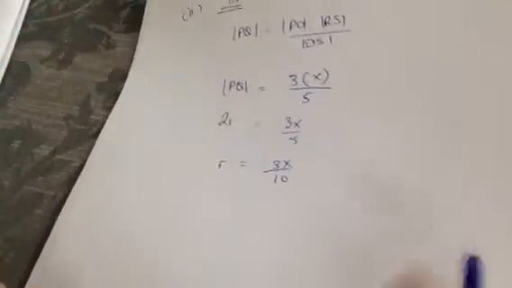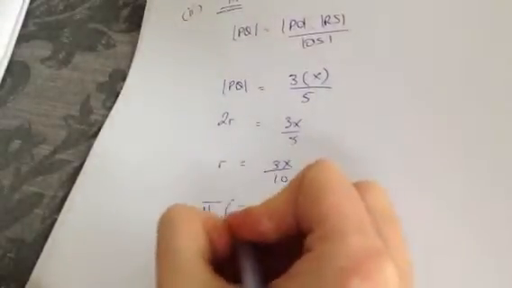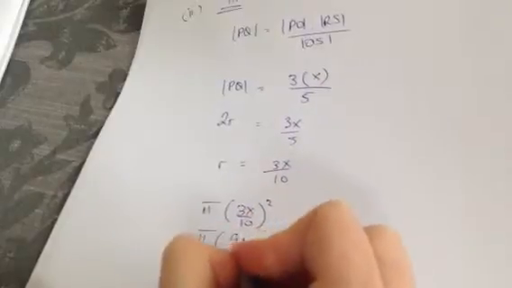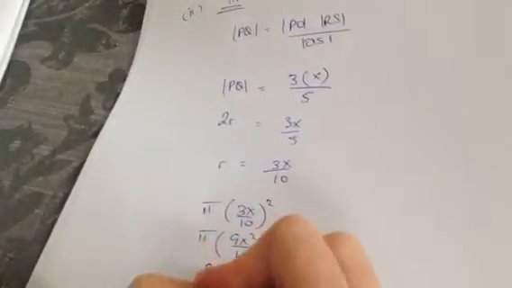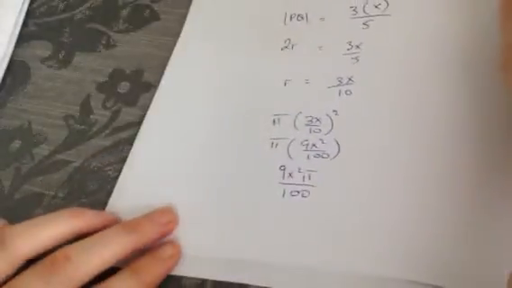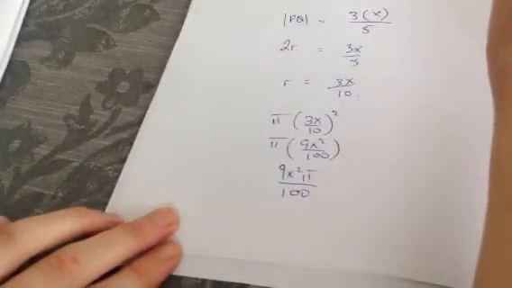I'm just going to fill into my formula, pi r squared, pi times r squared. That gives me pi times 9x squared all over 100, which is just 9x squared times pi all over 100. That's the area of my circle in terms of x.